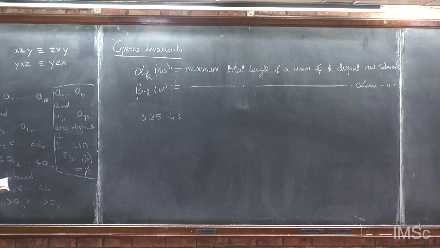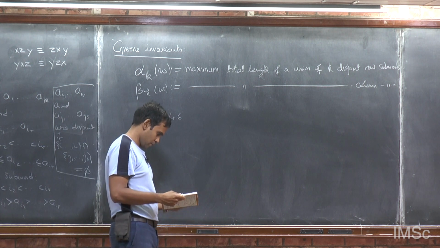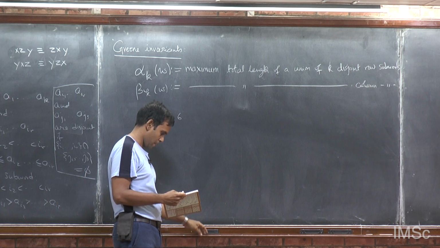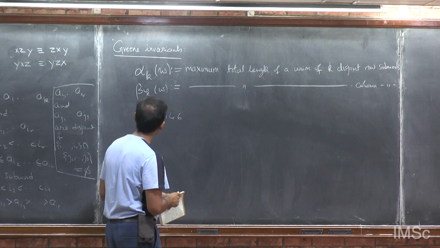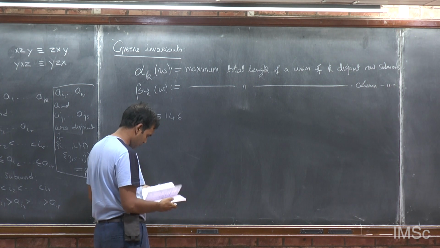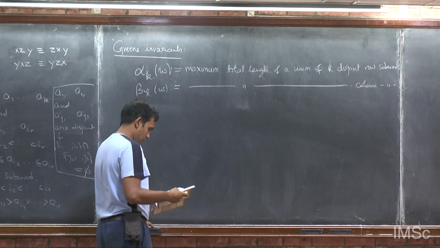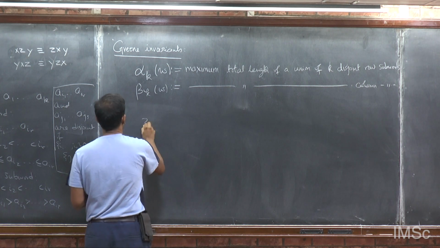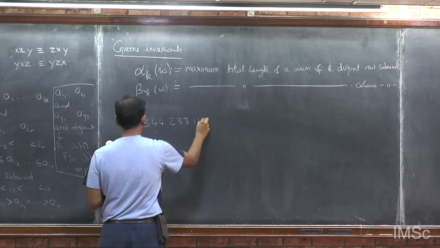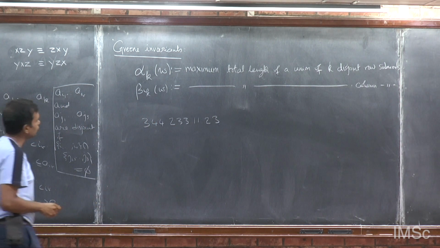Right. Or maybe let's look at a better example. This one has all distinct letters. Okay, anyway, maybe it's better to look at something without distinct letters. Here's one that I have, nice one: 3, 4, 4, 2, 3, 3, 1, 1, 2, 3. Okay, so let's look at this word.